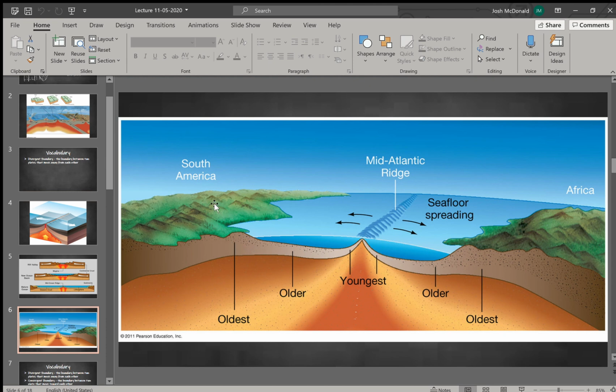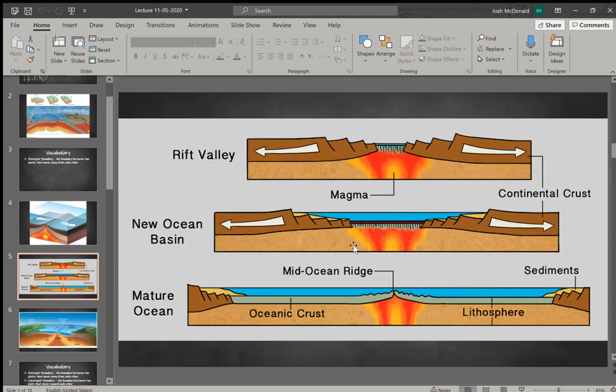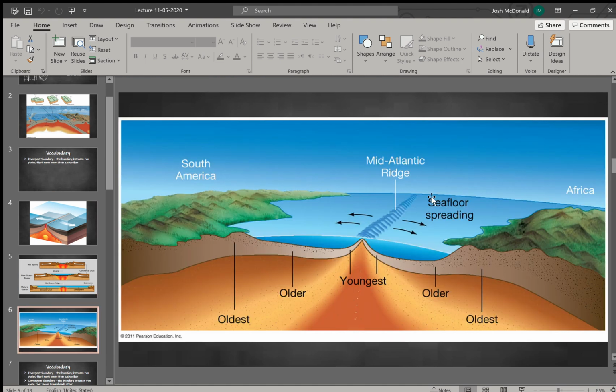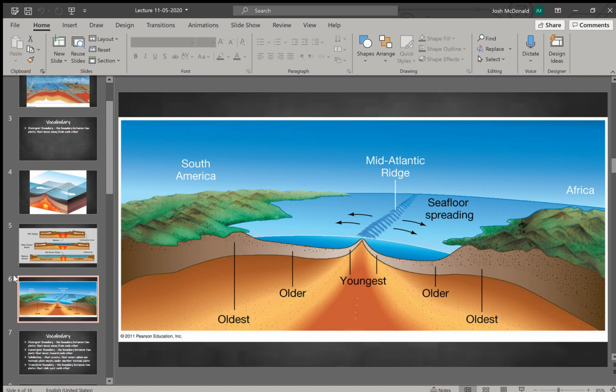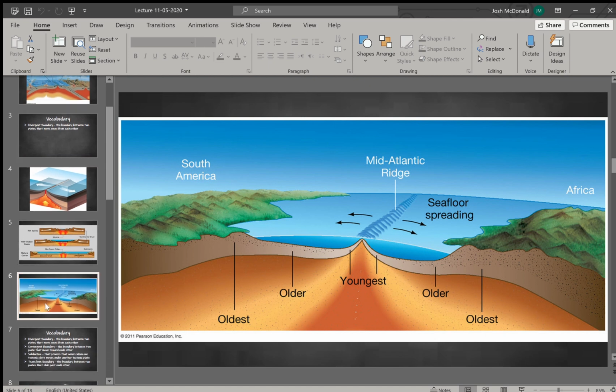So what happened is these were together at one point, and then this rift formed and eventually spread out to where we have an ocean. And now what we have is this mid-Atlantic ridge. And so that's a divergent boundary. That's where they're moving apart.